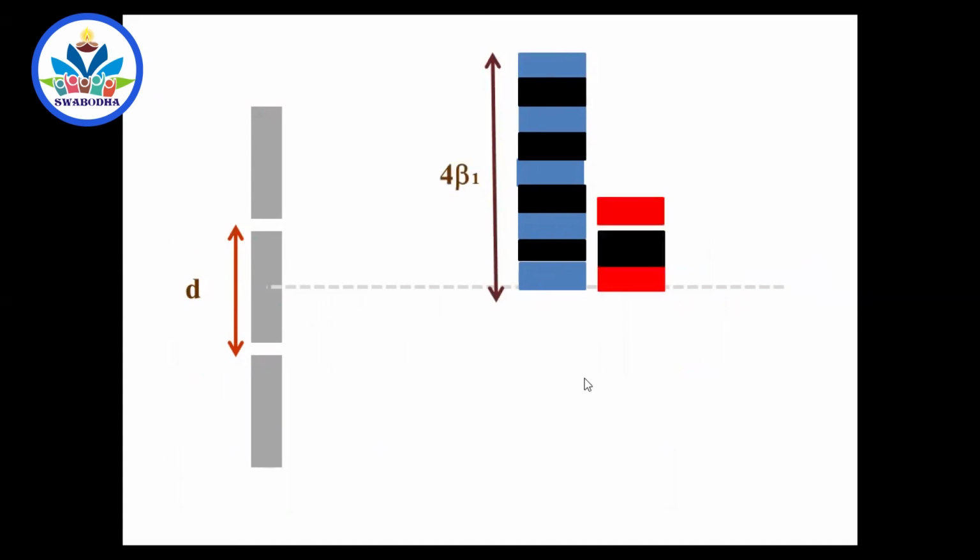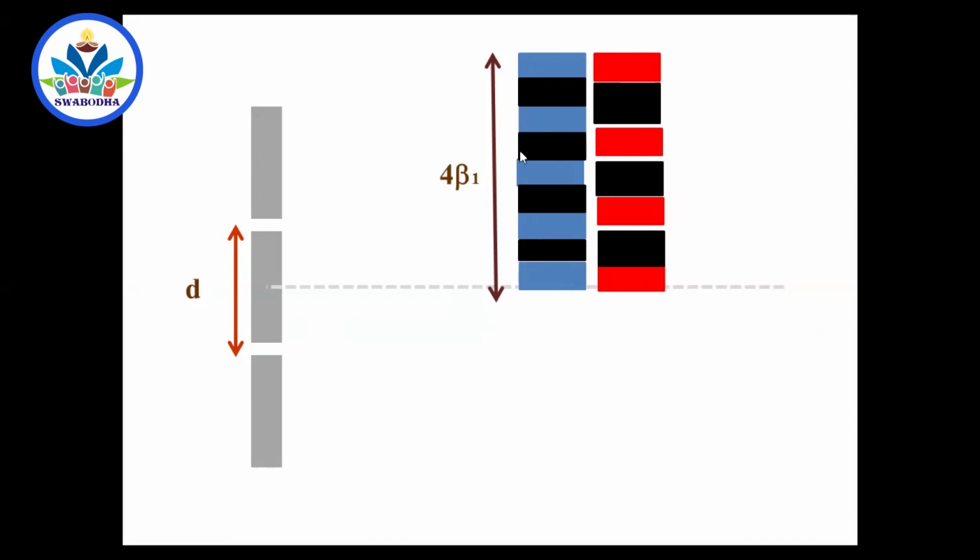And then the red like this. The third bright fringe of red and the fourth bright fringe of blue are formed at the same place. That is what is the distance. That is what they are asking.